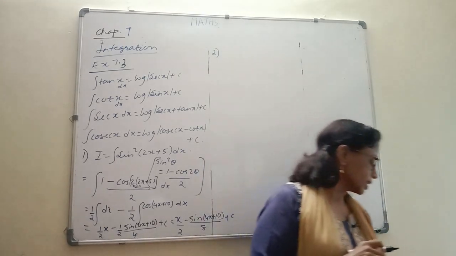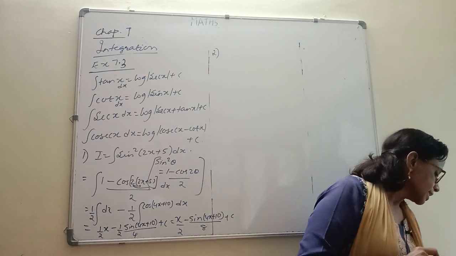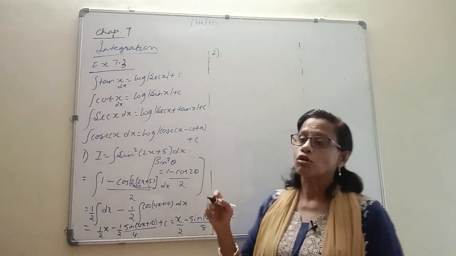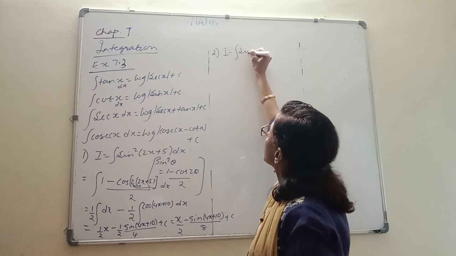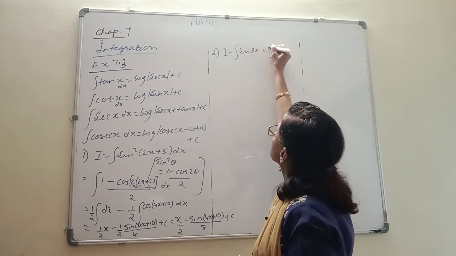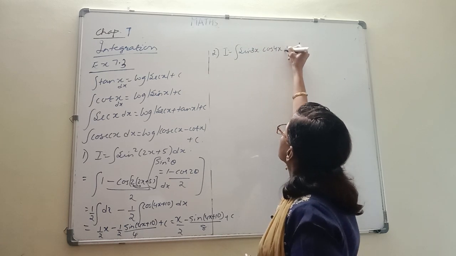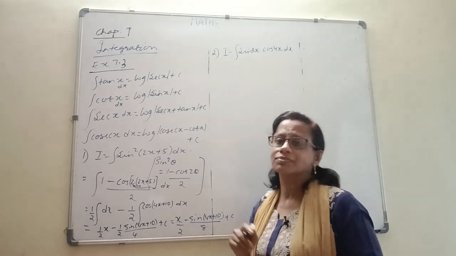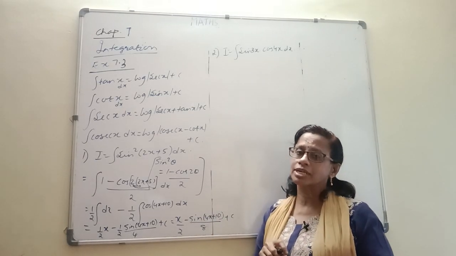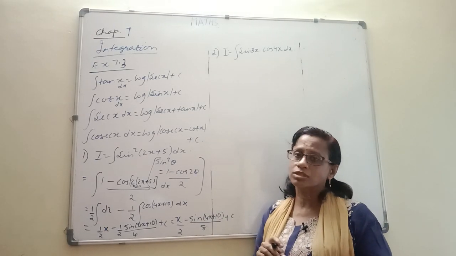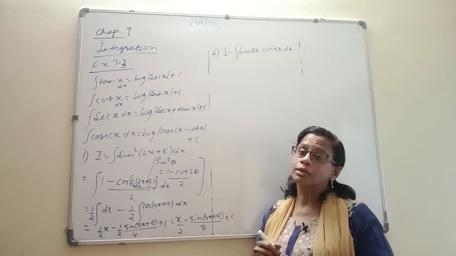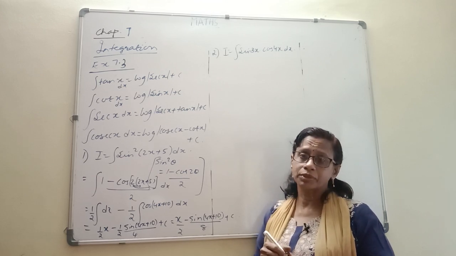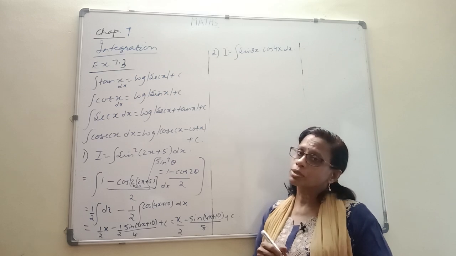Let's go to the second one. In the second one, I is the integral of sine 3x times cos 4x dx. Now the same thing is going to happen here. Products we have not studied till now. We have only studied single sine and single cos and things like that. But there's no problem, because we studied the product formulae last year when we were doing trigonometric functions. Let's use the product formula.